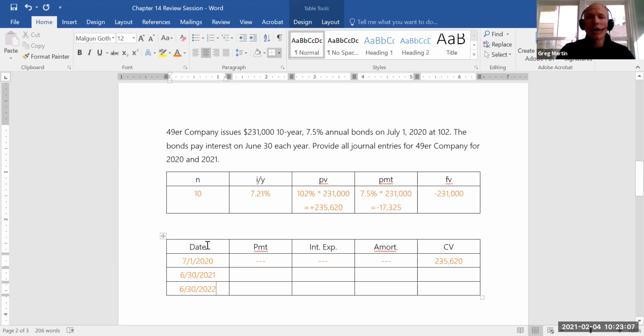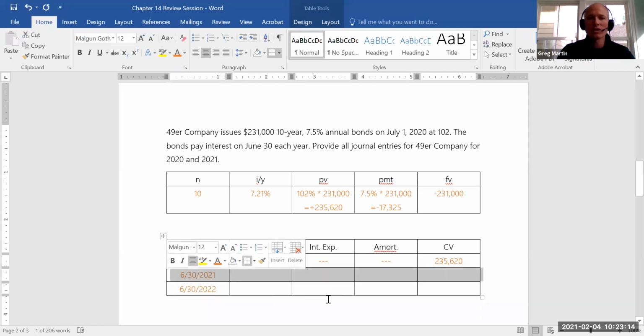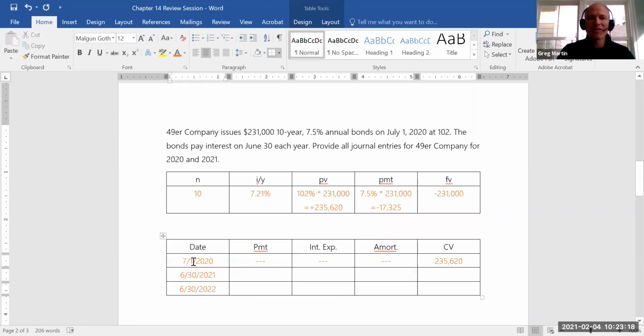So as we think about these problems, understand when we come to the 6/30/2021 row, what we're saying is this is sort of what's accumulated from 7/1/2020 through 6/30/2021. And so over that 12-month period, the total payment that is due is $17,325.